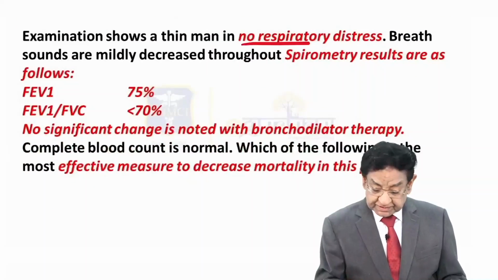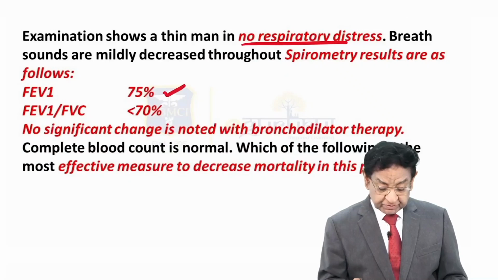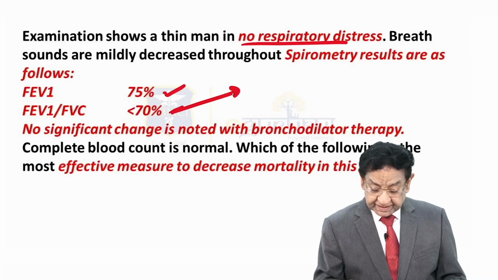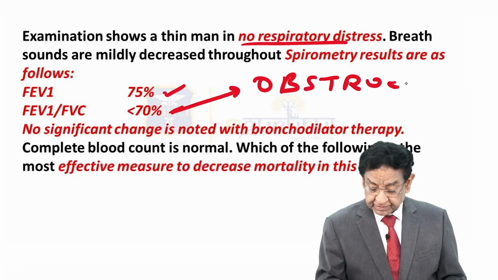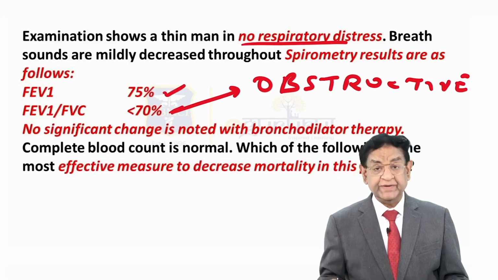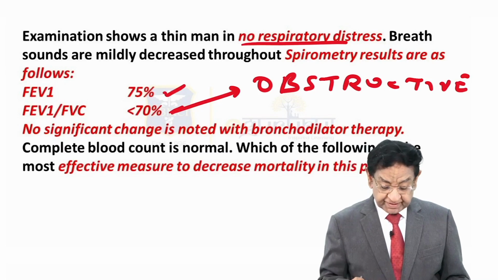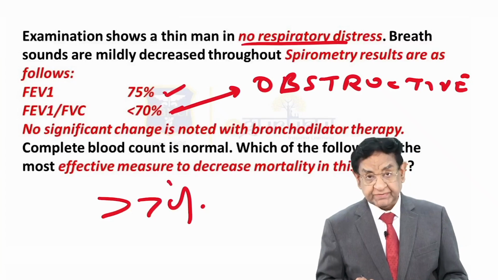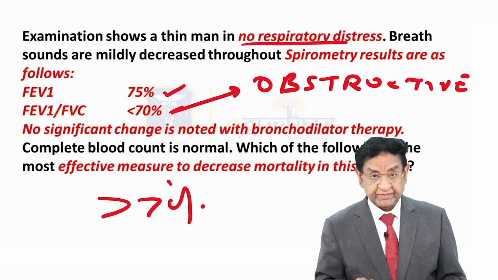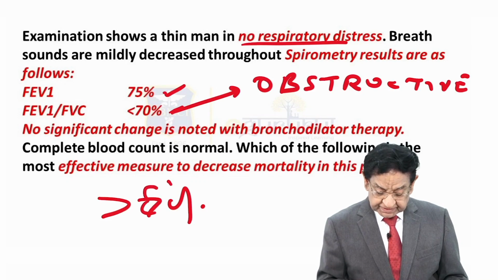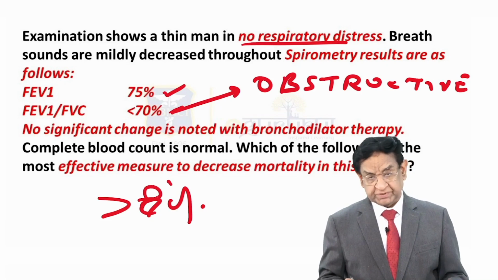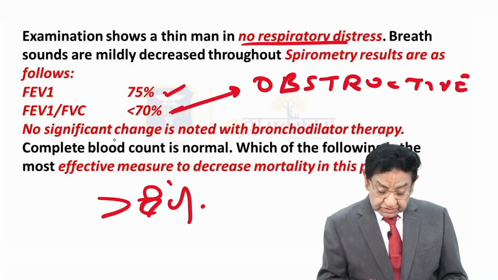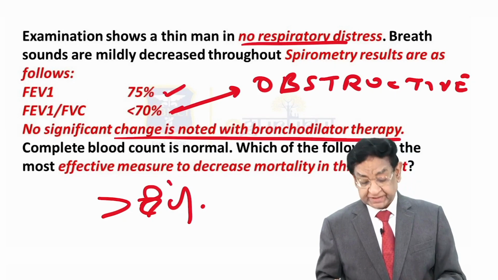No respiratory distress. If you do spirometry, FEV1 is reduced and the ratio is less than 70%, that indicates it is an obstructive airway disease. Because one difference between obstructive and restrictive is the FEV1/FVC ratio. This ratio is less than 70% in obstructive airway disease, while in restrictive airway disease it may be more than 70%. No significant change is noted with bronchodilator therapy.